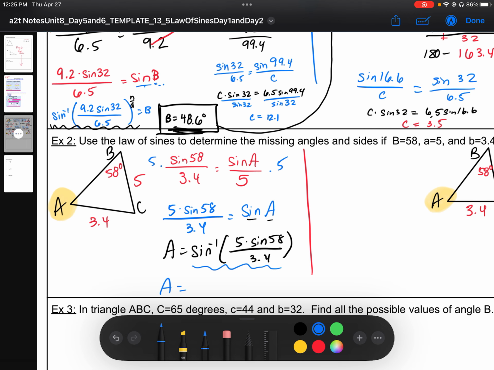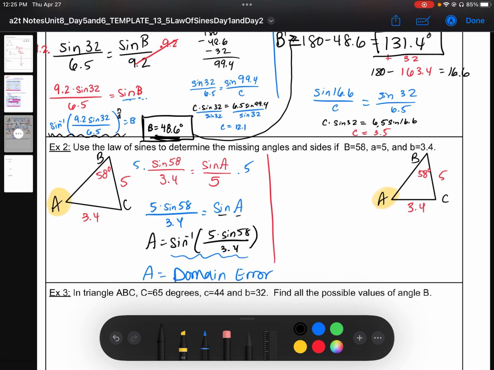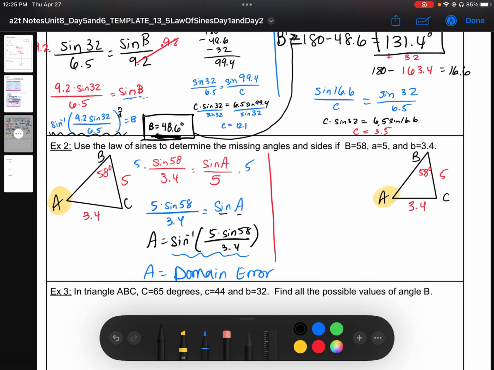Okay, so inverse sine, so second and then the inverse button, or second and then the sine button. And I click the N over D, I've got 5 times sine 58, in the denominator 3.4. Okay, this says domain error. Already, this information does not create a triangle, so it doesn't create two triangles. So our answer is no triangle exists.